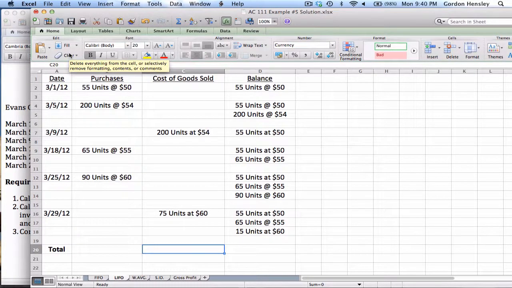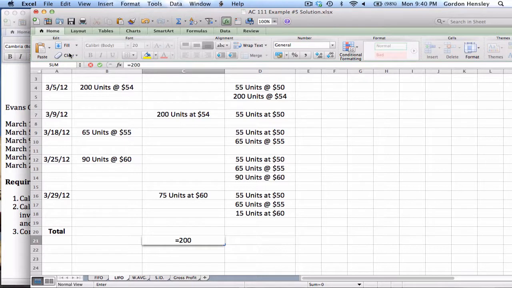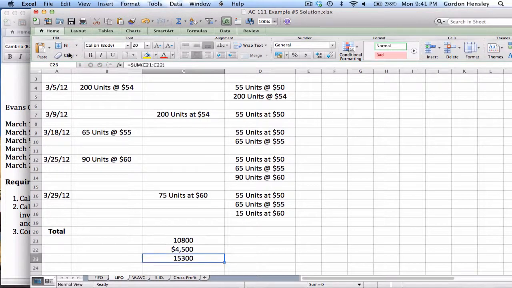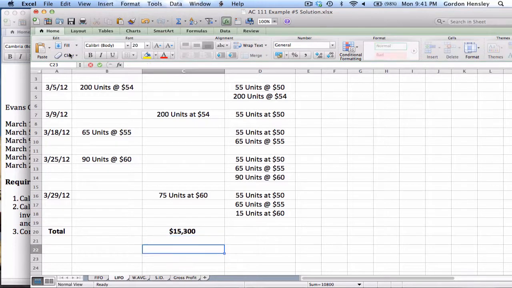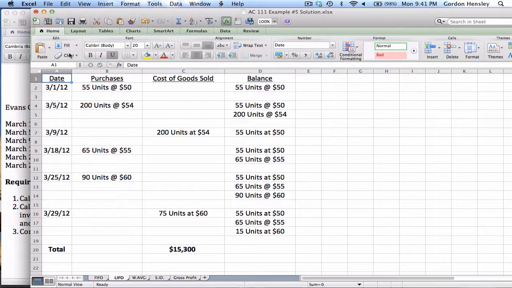So now I'm ready to total up my cost of goods sold under this method. So I've got the 200 units at 54. I've got the 75 units at 60. I will just total these two up. That's 15,300. So ultimately the answer that I get for cost of goods sold under the LIFO method is 15,300.